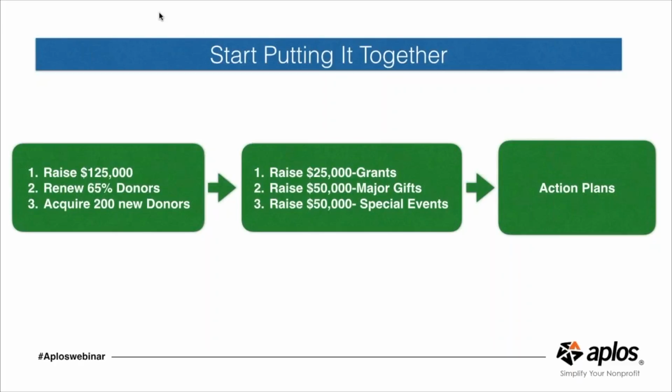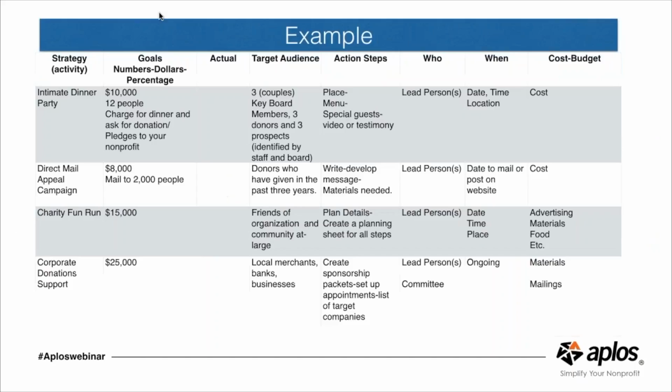So let's just suppose for this scenario, you're going to attempt to keep 65% of your donors, and at the same time, you want to acquire 200 new donors. So how are you going to do it? You break that down. You're going to do $25,000 in grants, $50,000 major gifts, $50,000 special events, and then action plans, which we'll get into. Does that make sense? Good. A couple of you, yep, good question. We'll deal with questions here in a little bit.